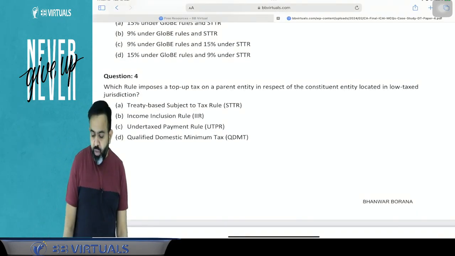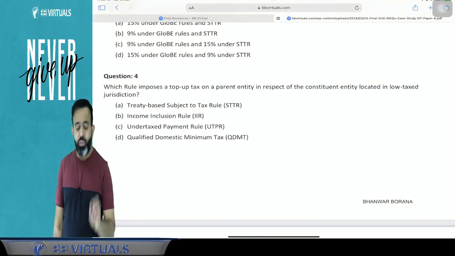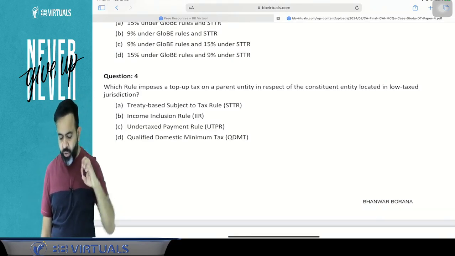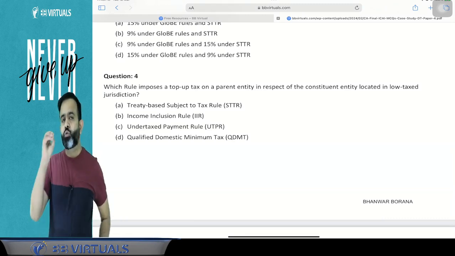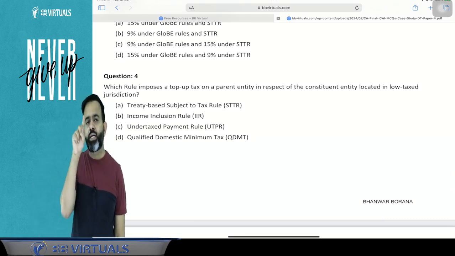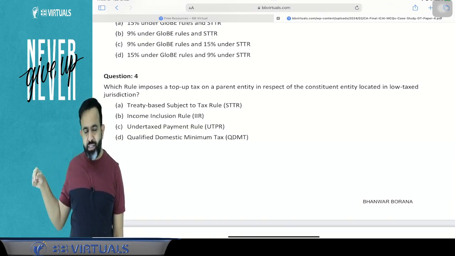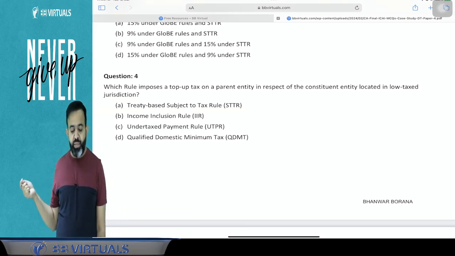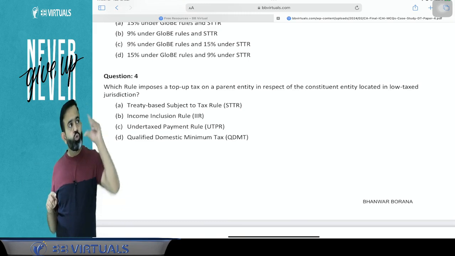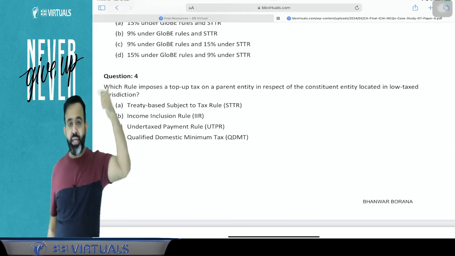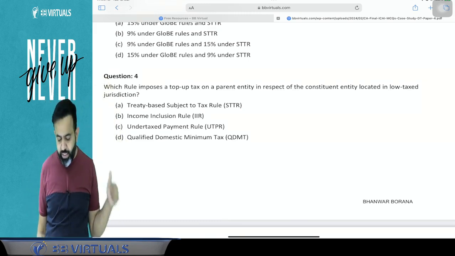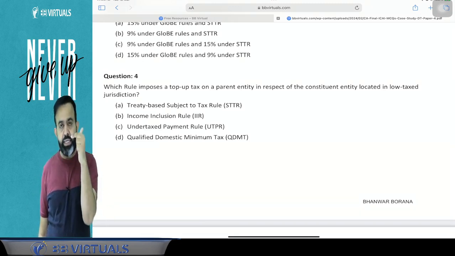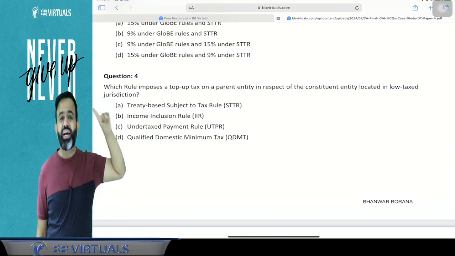Now question number 4. Which rule imposes a top-up tax on the parent entity in respect of a constituent entity located in a low tax jurisdiction? So suppose Unilever Group, one company is located in Dubai. If Dubai charges the extra tax, then it will be known as the qualified domestic minimum top-up tax, that is QDMTT. Suppose UK charges the tax, then it will be known as the IIR, and if India or Pakistan charges the tax, then it will be known as the UTPR. So here guys, when the parent entity country charges the tax, that is known as the IIR.